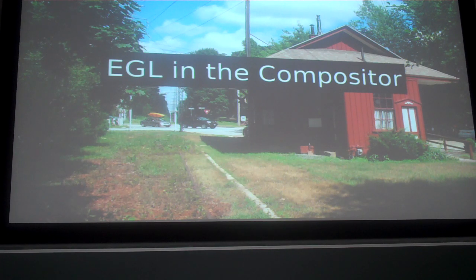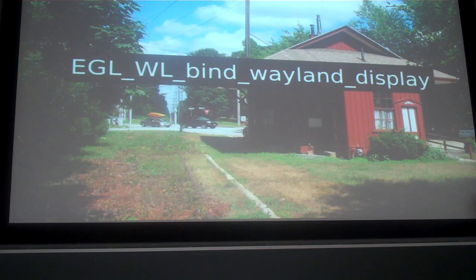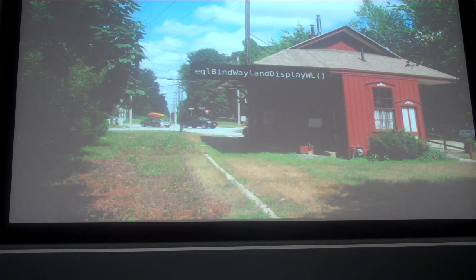But the EGL implementation does need to implement one extension, EGL bind Wayland display. That has just one function that the compositor needs to call, and it lets the EGL platform know that it should start trying to accept buffers from clients. In Mesa, this registers the WLDRM interface so that the EGL implementation on the client side can get that object to pass the buffers across.